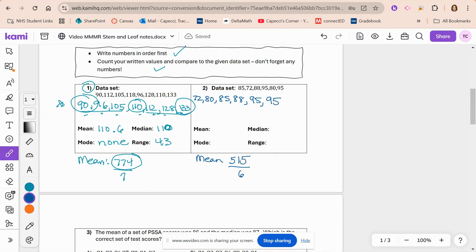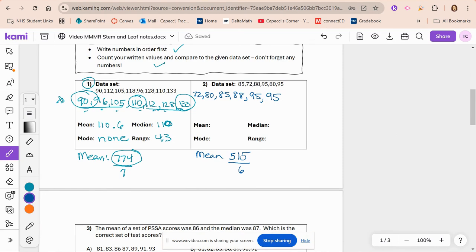All right, let's take a look at another set. In this case, there's only 6. Again, I put them in order already. The mean is I'm going to take 515 divided by 6, and that gives me about 85.8. The median is the middle number. So because I have an even amount, these two numbers are the middle. The middle is somewhere between there. So I'm going to add 85 and 88 together, divide by 2. So my median there is 86.5.